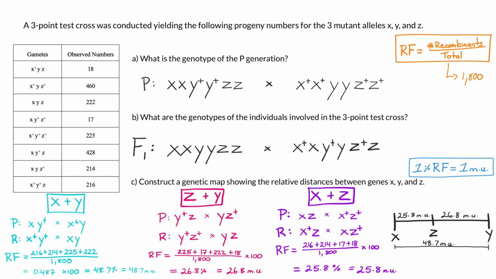Now, you may notice some discrepancy here, where 25.8 plus 26.8 is equal to 52.6 map units and not the 48.7 map units which we calculated earlier. But this is simply due to the fact that a double crossover event has occurred within the set of genes, which we will talk about more in the next video. But there you have it, a genetic map with the relative order and distances between genes X, Y, and Z.